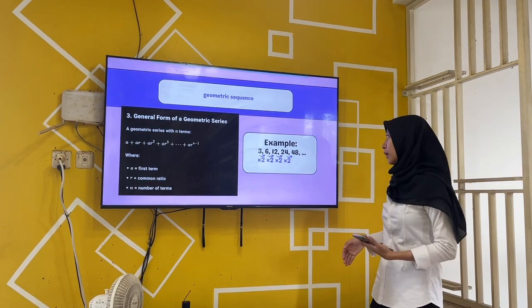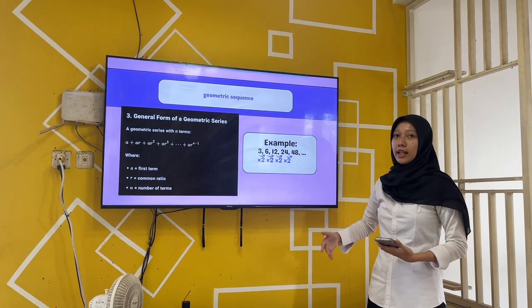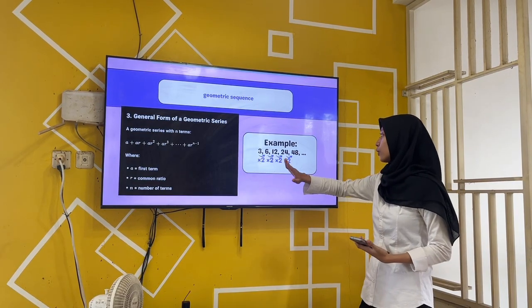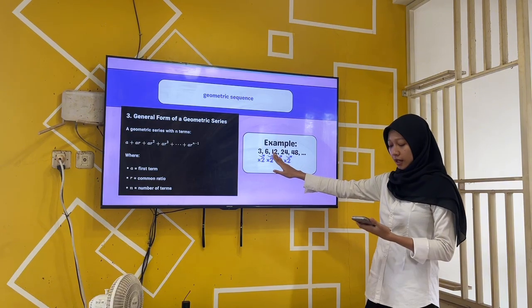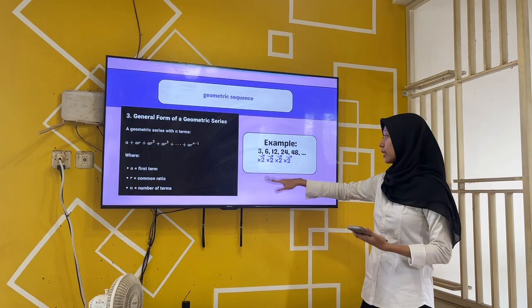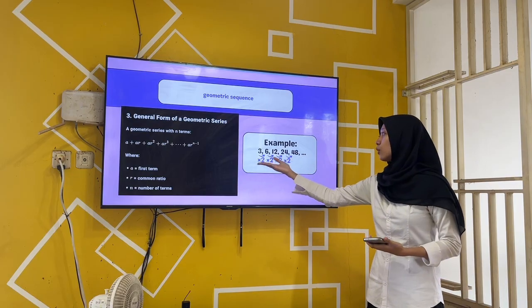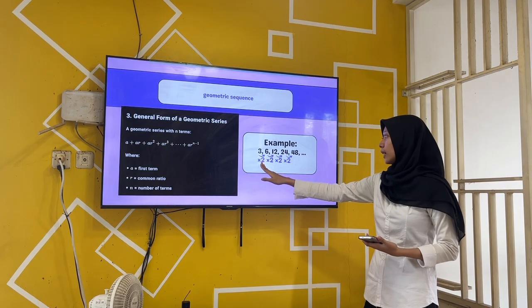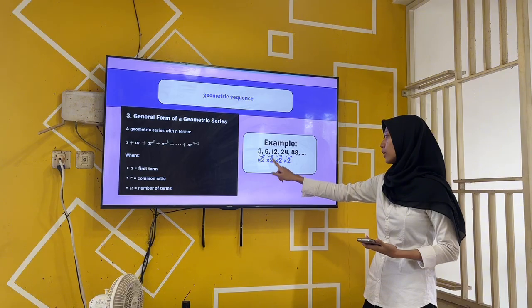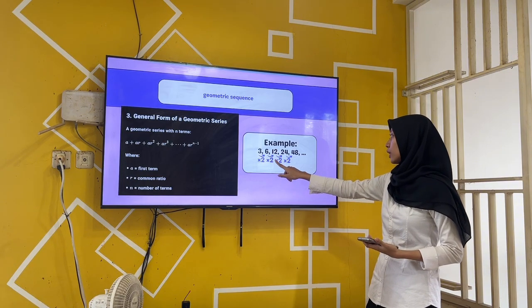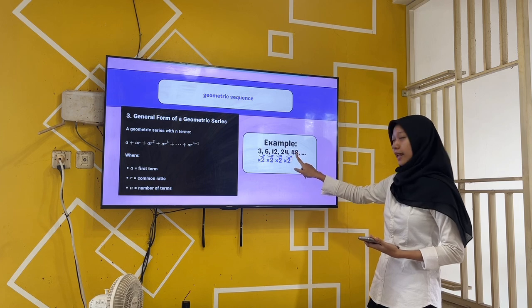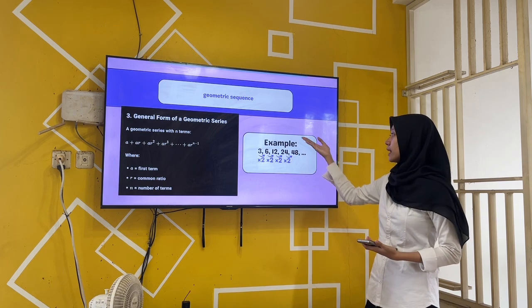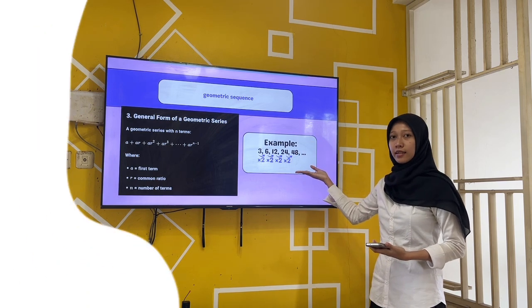Okay, example. From the sequence, we can see that from the first term to the second term, and from the second term to the third term, there is a constant multiplier of 2, because 3 times 2 is 6, and 6 times 2 is 12, 12 times 2 is 24, and 24 times 2 is 48. So this is a geometric sequence.